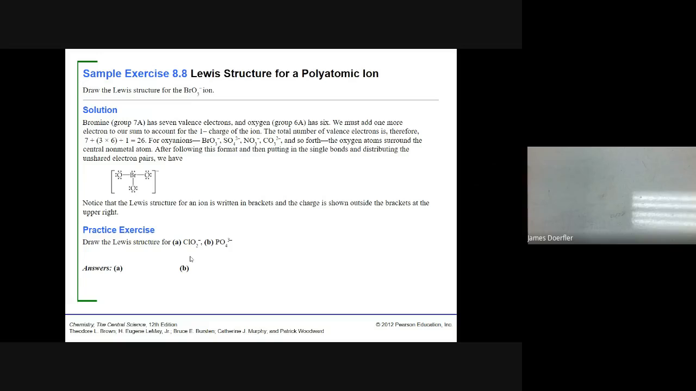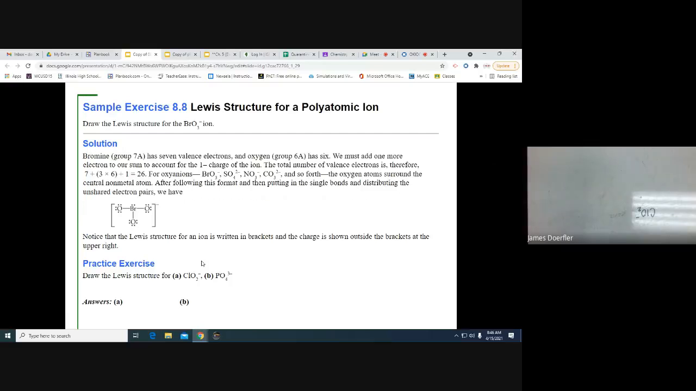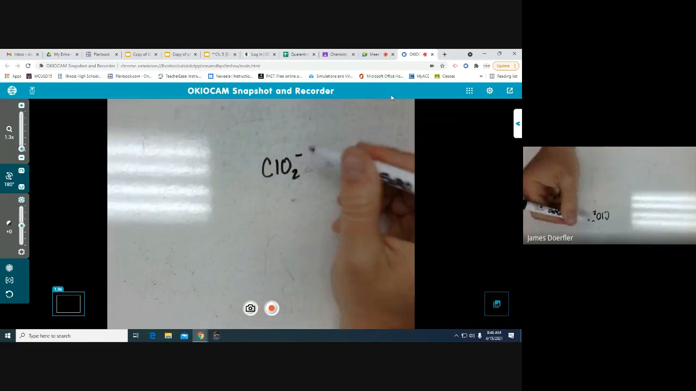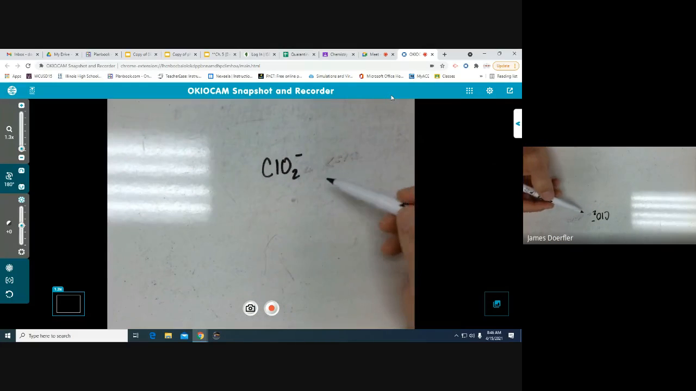Let's look at practice exercise A, ClO2 with a minus 1 charge. Okay. So here's a formula that we have to draw a Lewis structure for.